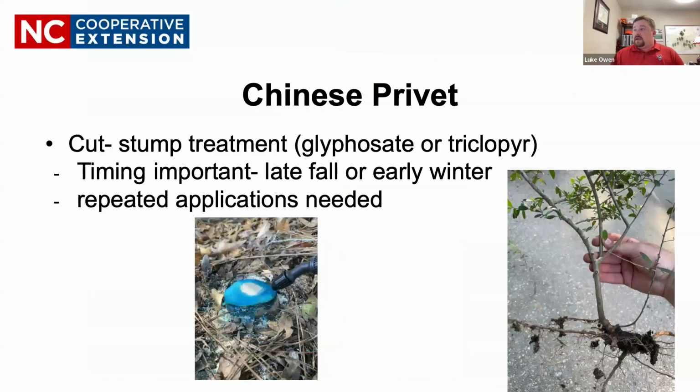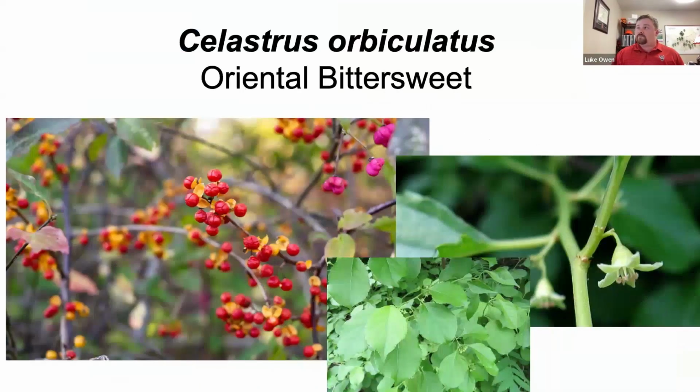Cut stump treatment, again, is our typical treatment method here, but timing is important. We're going to want to apply in the fall going into winter. Repeated applications are often needed because if you look at the root systems of privet shown on the right, they can oftentimes sucker and come up from the root system. Privet is one that you're going to need to make repeated applications of.